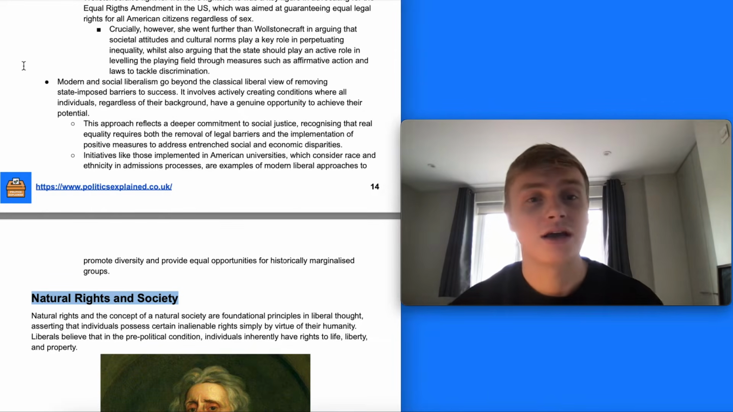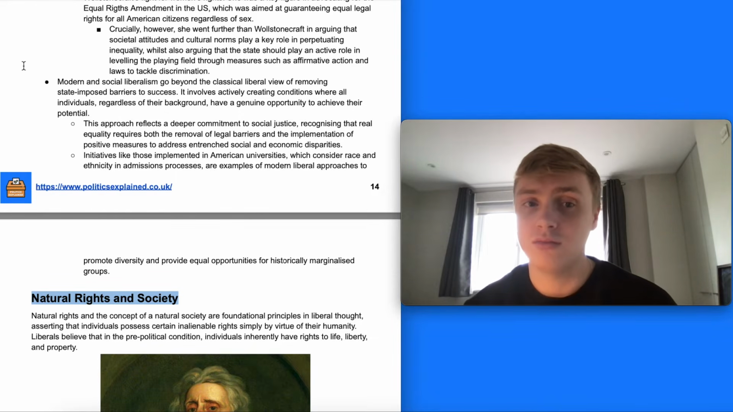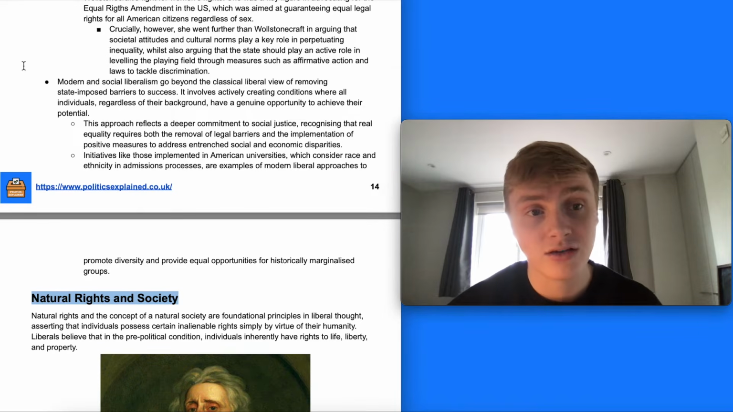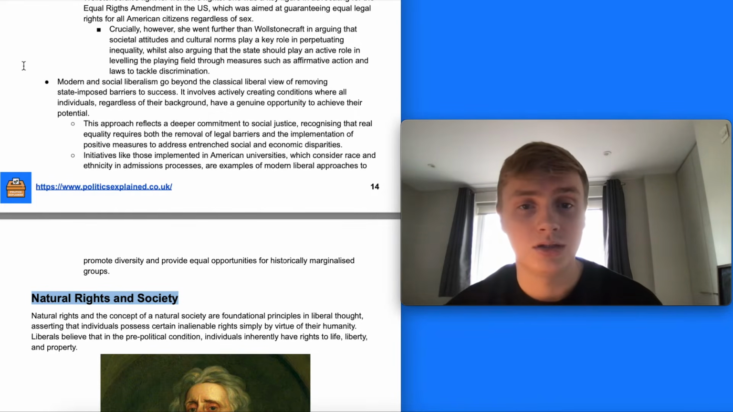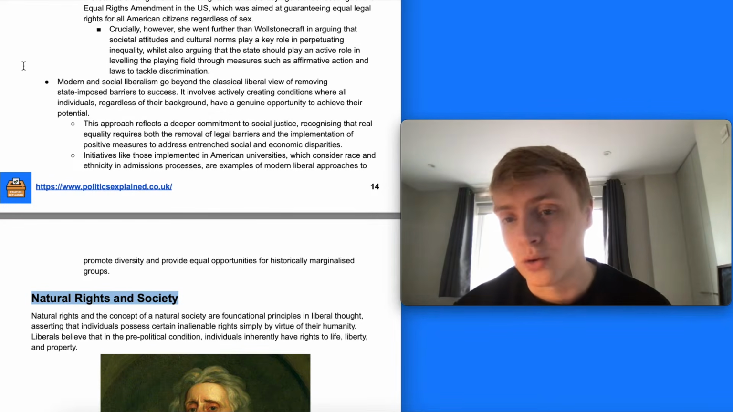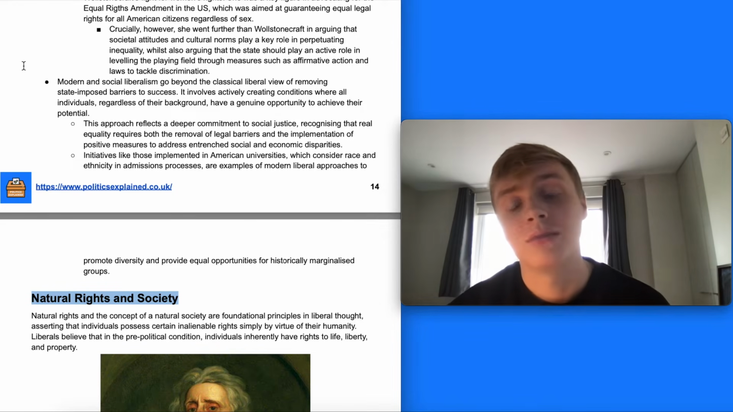So this recognises that real equality requires both the removal of legal barriers, but also the implementation of positive measures to address entrenched social and economic disparities. And you see that through affirmative action and quotas to really redress inequalities and promote equality, which Friedan is a strong advocate for.